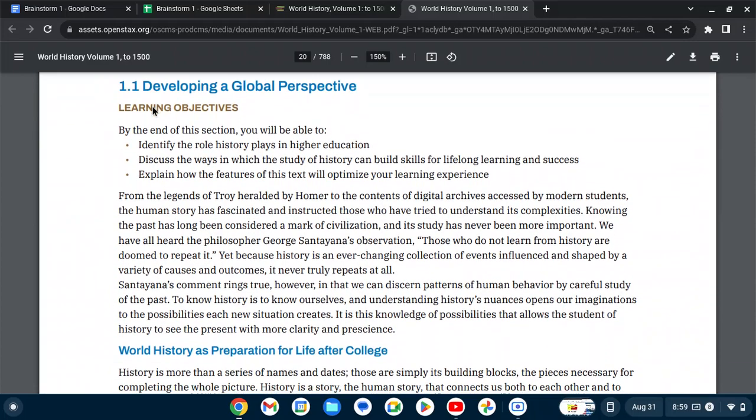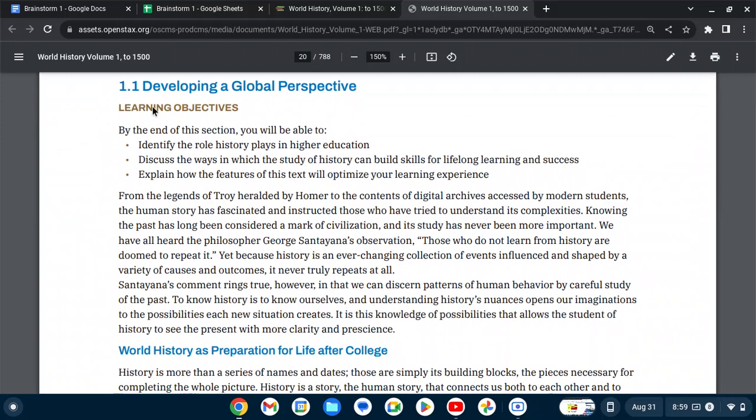1.1, Developing a Global Perspective. Learning objectives. By the end of this section, you will be able to identify the role history plays in higher education, discuss the ways in which the study of history can build skills for lifelong learning and success, explain how features of this text will optimize your learning experience.